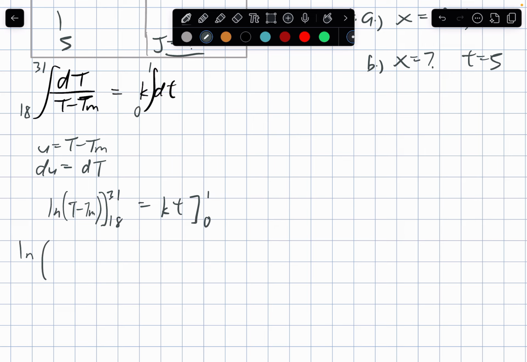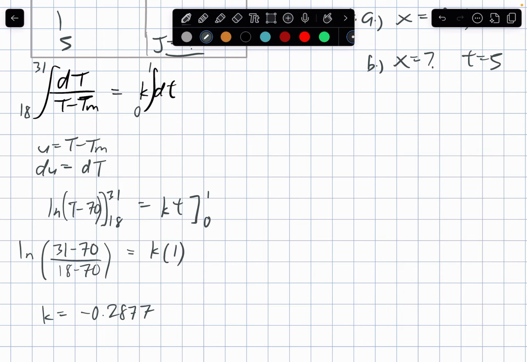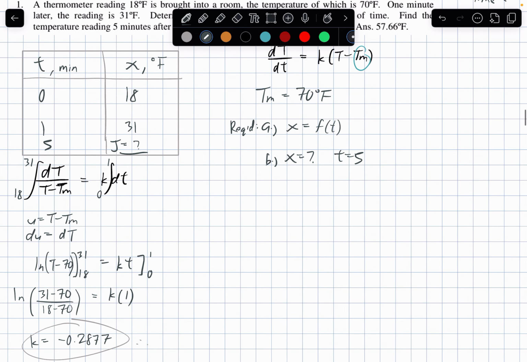Okay, so ln Tm is 70. Just put this in the calculator. Okay, so that is our K value. Let's substitute it to the original equation. dT over dt equal to K times quantity T minus Tm, which is 70.